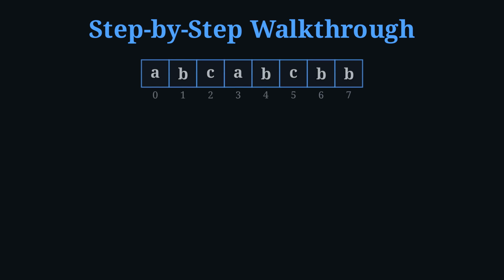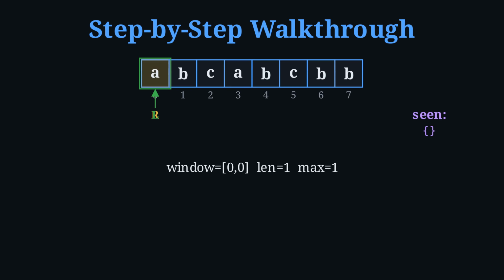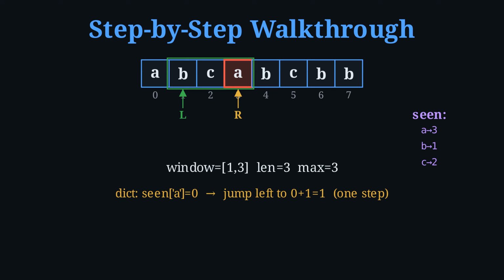Let's trace the 8-character example, but we'll skip to the interesting parts. The first 3 characters, A, B, C, are all new. The window just expands to 0 through 2, max reaches 3. Nothing surprising there. Index 3 is another A.